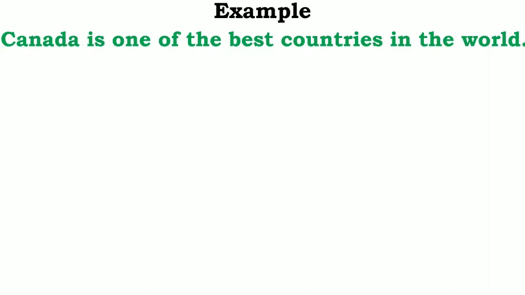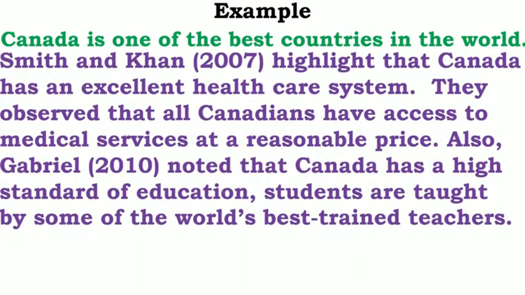But we need more than just this introduction sentence, because this introduction sentence is just an opinion. Canada is one of the best countries in the world. It's just an opinion. It is just hearsay. It is just somebody's point of view. So in purple, we add the second part, the evidence sentences. The evidence for Canada being one of the best countries in the world.